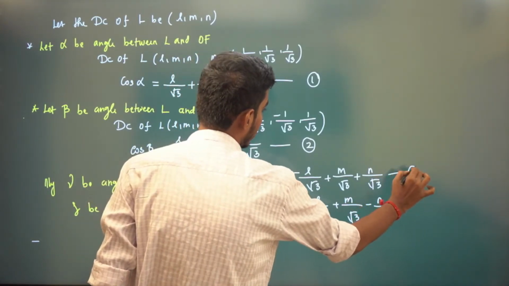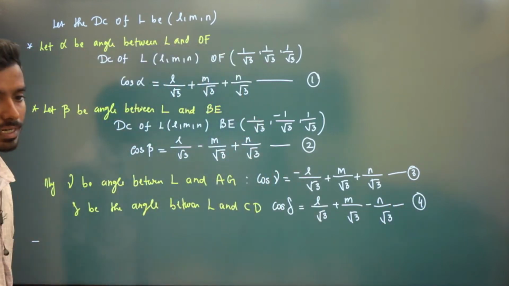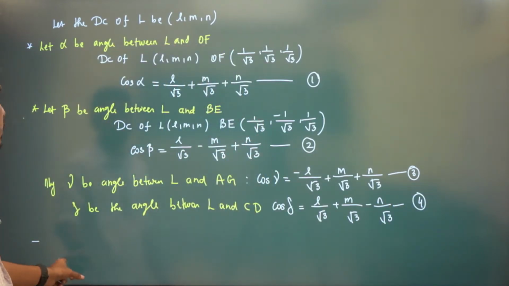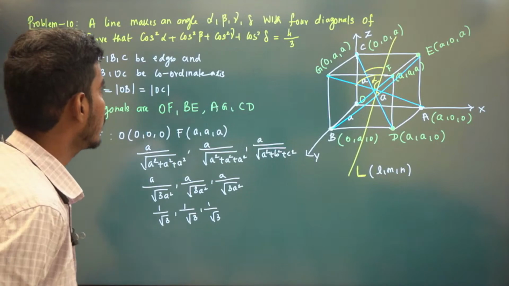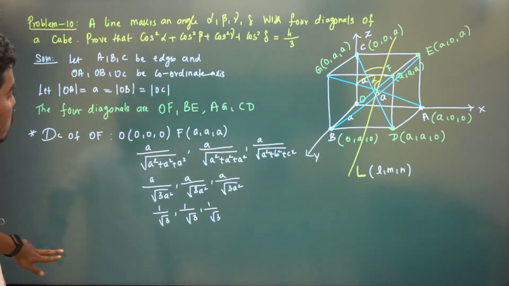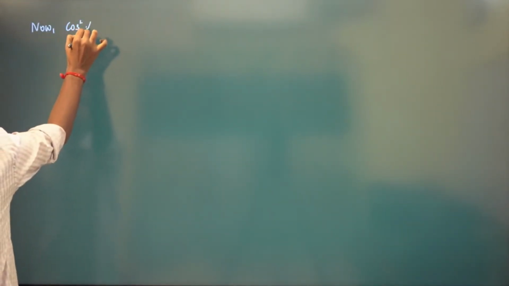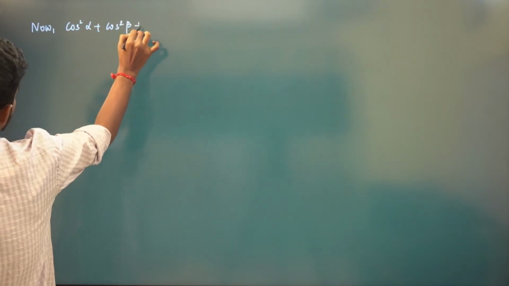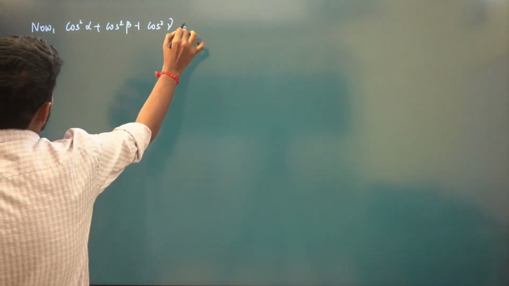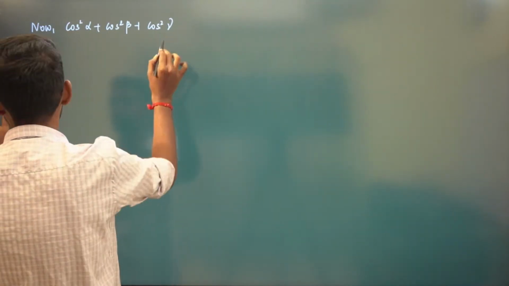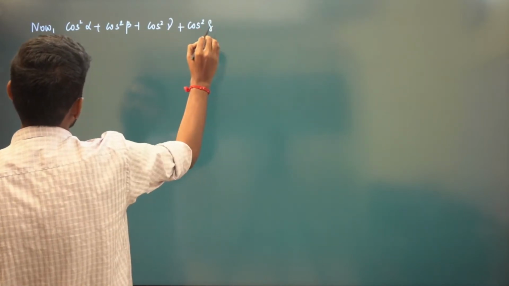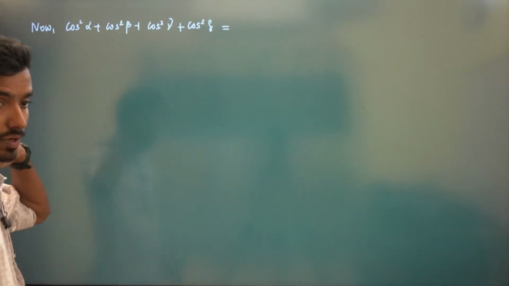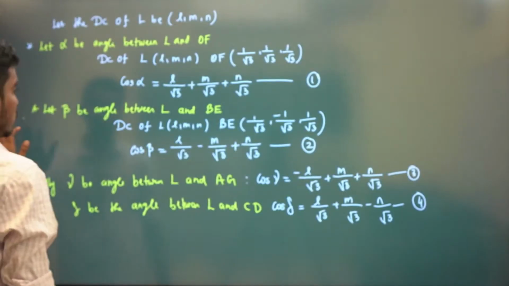So we have found cos alpha, cos beta, cos gamma, cos delta. Now we need to square it up and add it. We need to prove that it is equal to 4 by 3. So cos square alpha plus cos square beta plus cos square gamma plus cos square delta is 4 by 3. So we need to add it up and show that it is equal to 4 by 3.